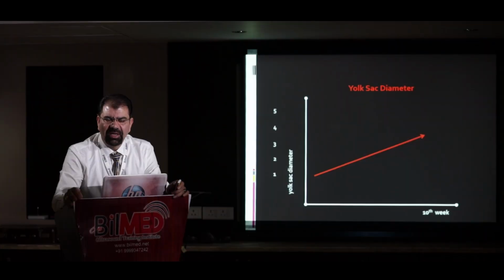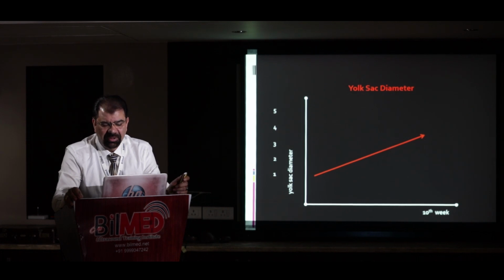Now this is the graph representing the yolk sac diameter. See here, I can make out that it is not going and crossing 5, but at the same time, it should not dip below 2. This is the point here. It should not be less than 2 millimeters, but it should not be more than 5 millimeters.